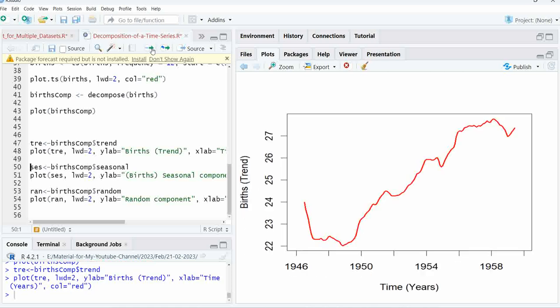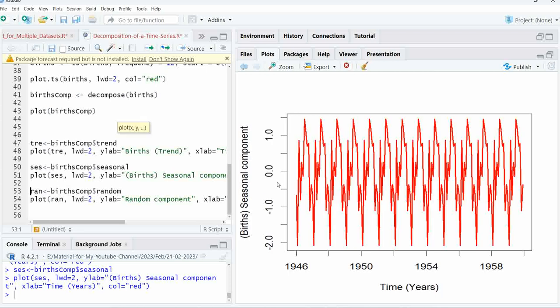So the first one is trend. You can see this is the trend. You can see clearly births. This is the trend over time. Now seasonal. This is seasonal, and you can see there are very small changes because of the seasonal component. The maximum is one or a little higher than one.